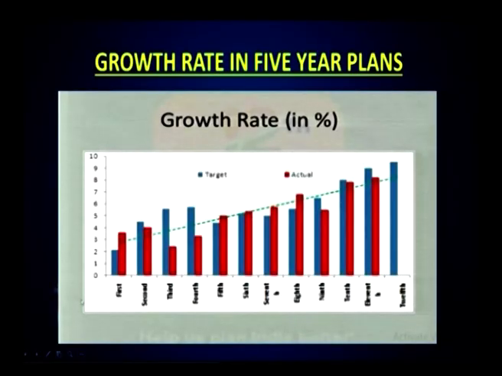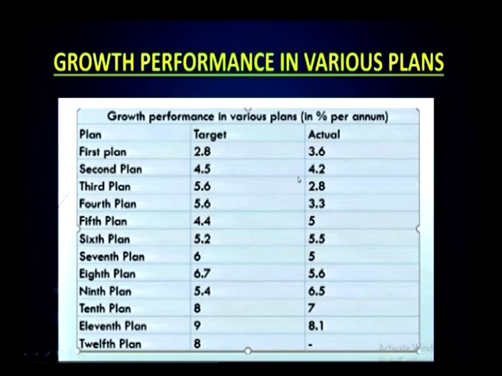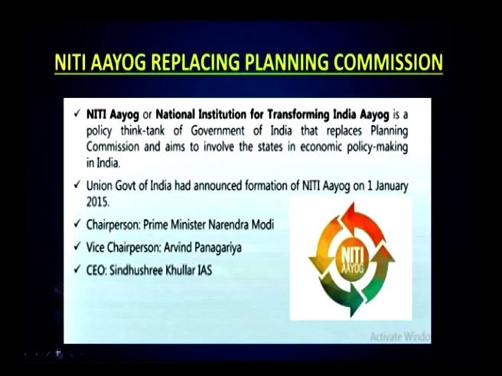If you see the growth rate in the five-year plans, the blue color indicates the targeted growth rate and the red color indicates the actual growth rate. In all the five-year plans, from the first to the 12th, we can see that the targeted growth rate was very high, but the actual growth rate is less. That means there is a great deviation between what we have seen as a dream and what we have really attained. This is about the differences between the targeted growth rates and the actual growth rates which were fulfilled.